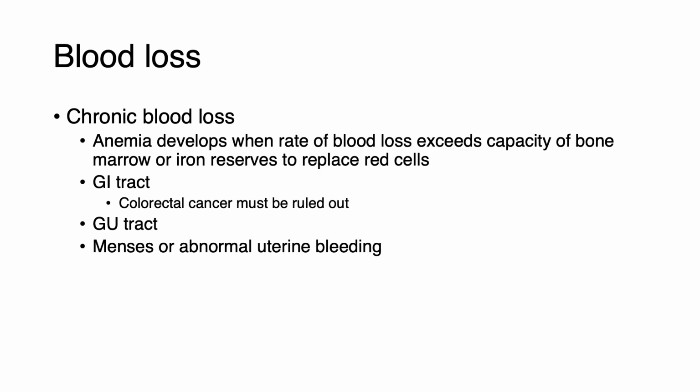Now, chronic blood loss also leads to anemia, and this occurs when the rate of blood loss exceeds the ability of the bone marrow to replace the blood cells that you're losing. The most common place you're going to have chronic blood loss is from the GI tract and the GU tract, also menses or abnormal uterine bleeding. And if you do suspect chronic blood loss, you do need to rule out colorectal cancer.